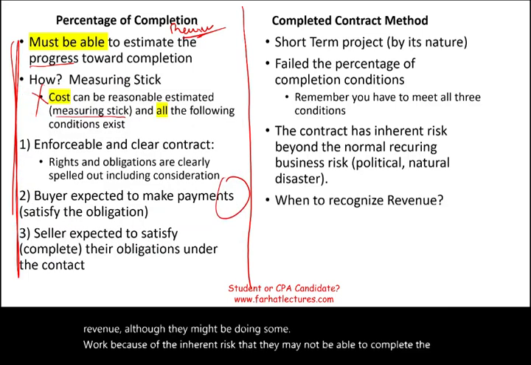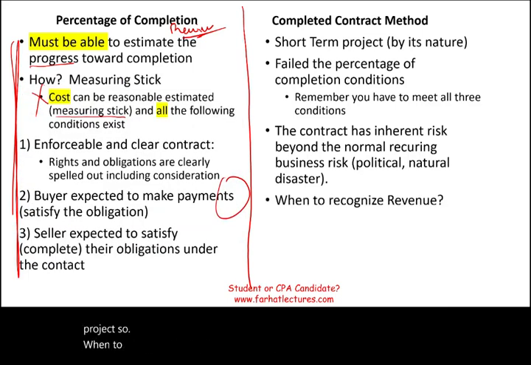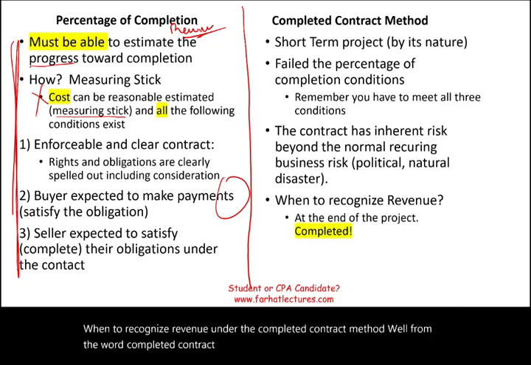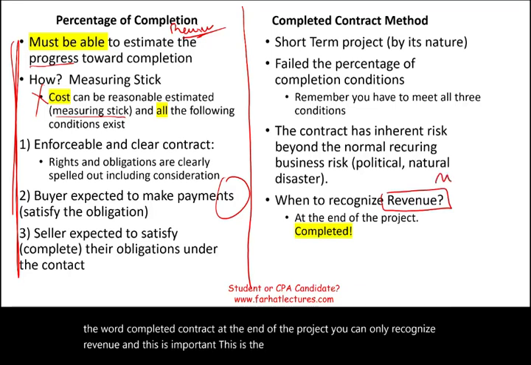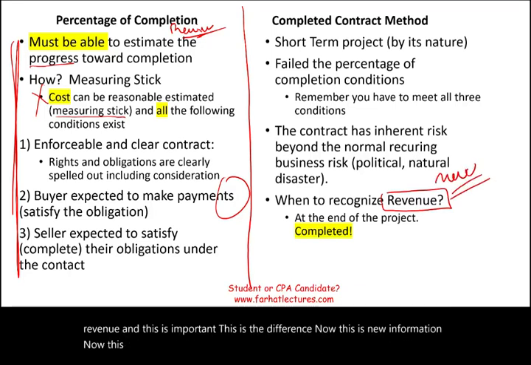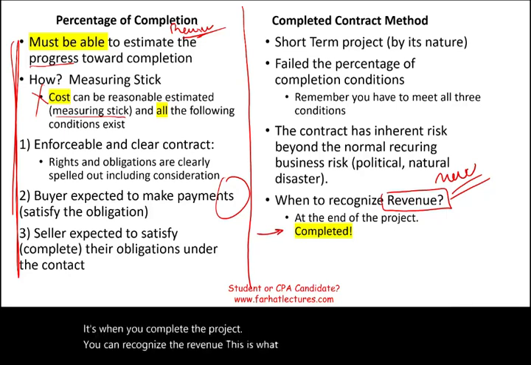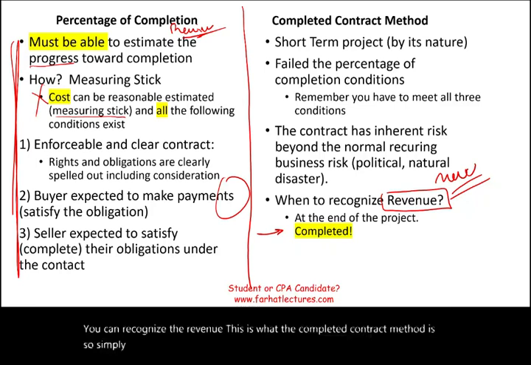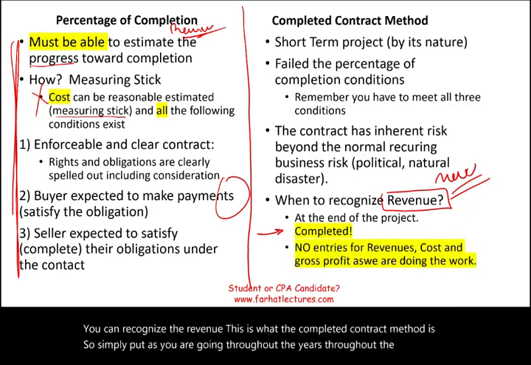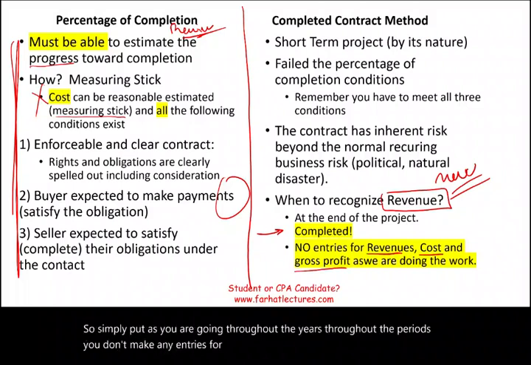So, when to recognize revenue under the completed contract method? Well, from the word completed contract, at the end of the project. You can only recognize revenue, and this is important, this is the difference. Now, this is new information. It's when you complete the project, you can recognize the revenue. This is what the completed contract method is. So simply put, as you are going throughout the years, throughout the periods, you don't make any entries for revenues, cost, or gross profit. As we are doing the work, you don't do that.